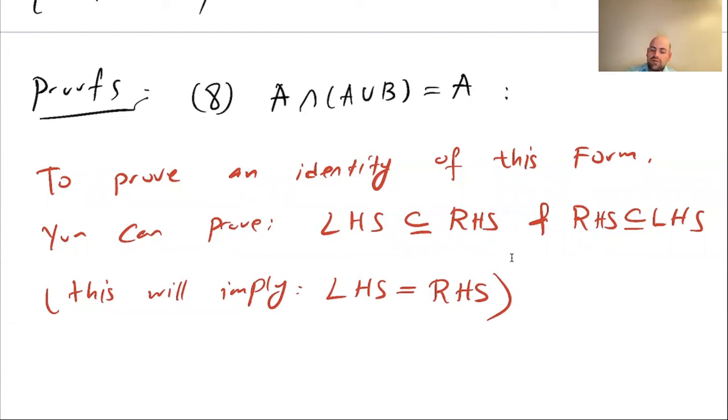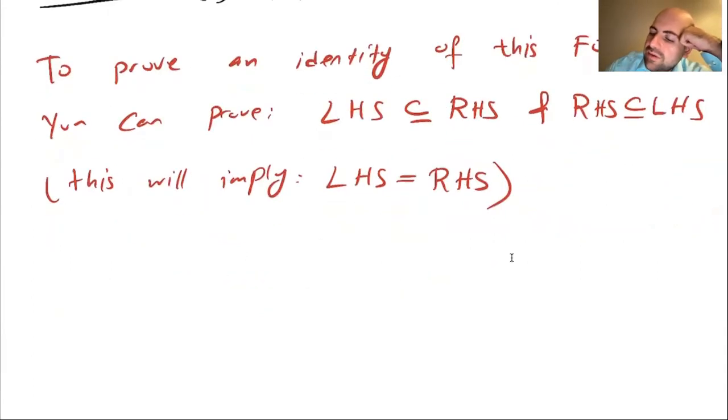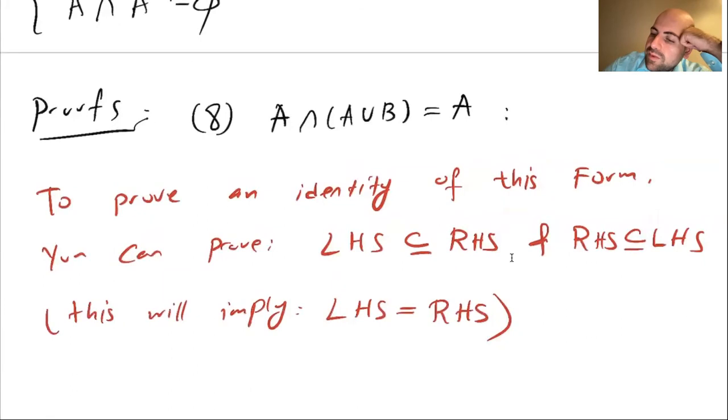If you show that A is a subset of B, and also B is a subset of A, then that means A and B must be equal to each other. So this is the common technique to prove set identities. We have to prove left-hand side is a subset of right-hand side, and right-hand side is a subset of left-hand side. So let's see, for example, now for this one, we have to prove.